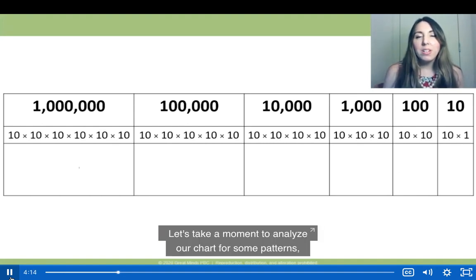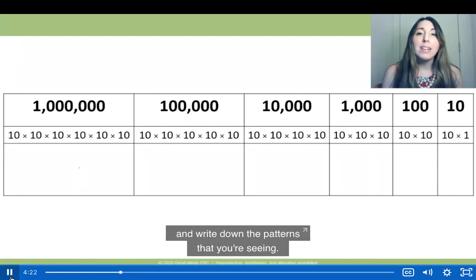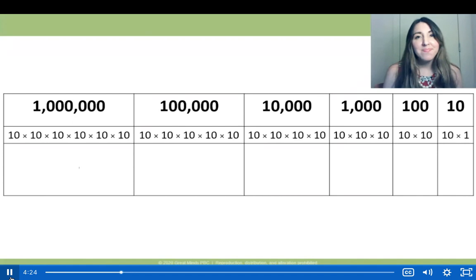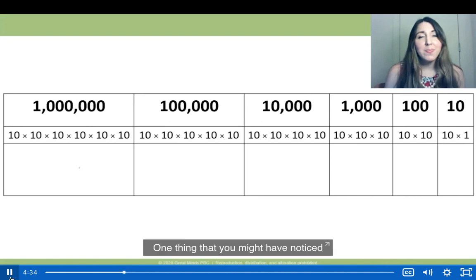Let's take a moment to analyze our chart for some patterns. Press pause here to analyze your chart and write down the patterns that you're seeing. Let's review together some of the patterns that you might have noticed.